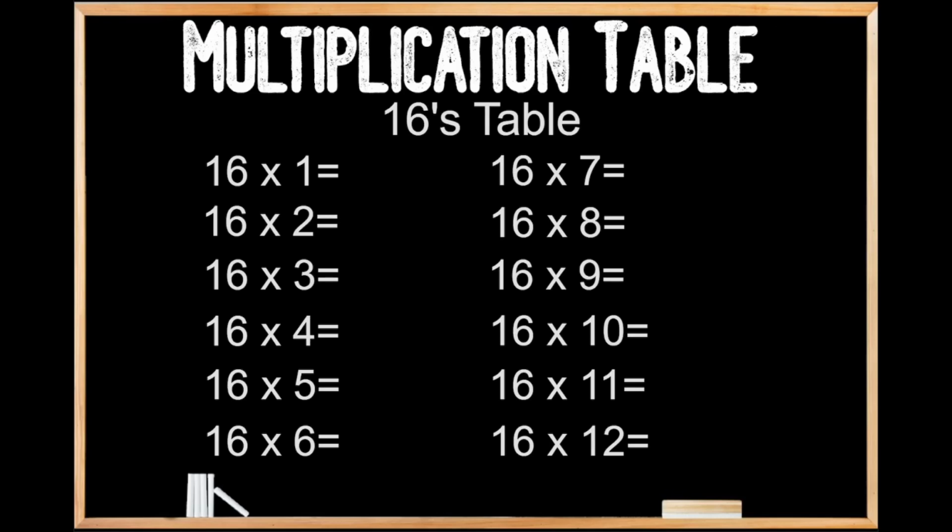16's table. 16 times 1 is 16. 16 times 2 is 32. 16 times 3 is 48. 16 times 4 is 64. 16 times 5 is 80. 16 times 6 is 96. 16 times 7 is 112.